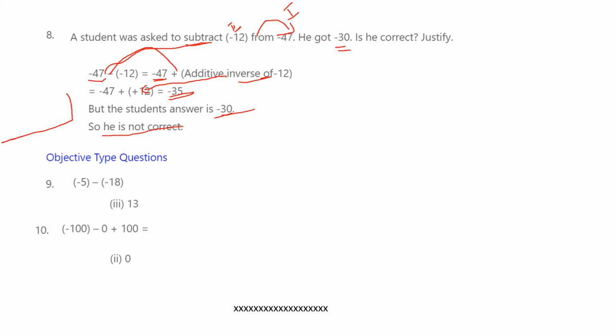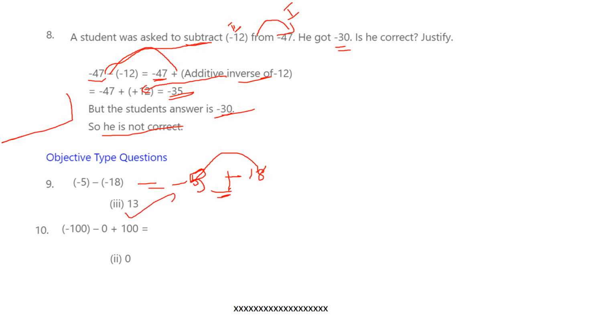Next one, objective types. Minus 5 minus of minus 18. That means minus 5, the minus you change into plus. The additive inverse of minus 18 is plus 18. 1 plus 1 minus, so 18 minus 5, 13. So the greater number has the plus sign. So plus 13 is the answer.